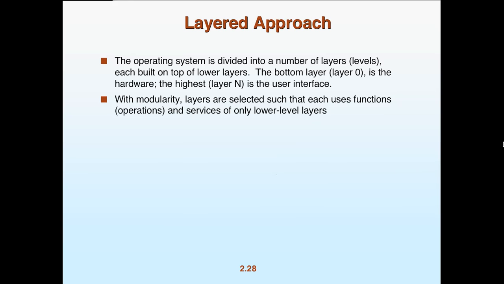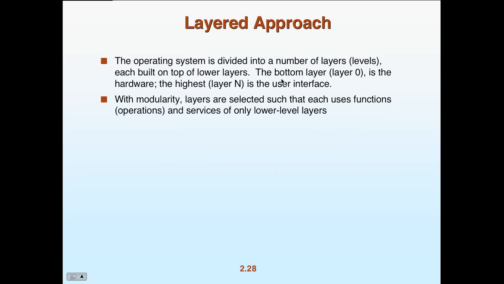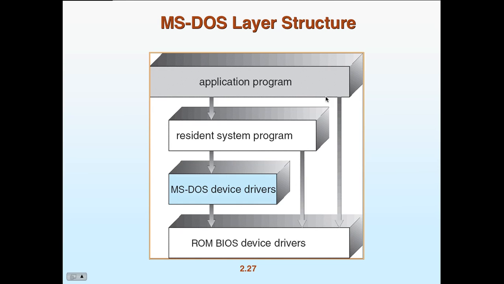So it gives us modularity, so we can select different functions or operations and services that are only for different levels, and we can swap out this layer with another layer of resident system programs, or maybe the application program layer. We can swap it out with other application programs, stuff of that nature. So it allows for flexibility, modularization of the operating system. Instead of just taking this whole big box and calling it the OS, and not layering it out, which means we can't fix anything, we can't modify anything.